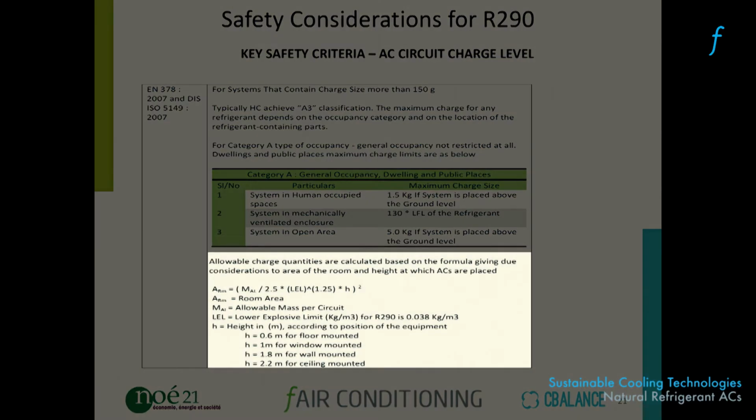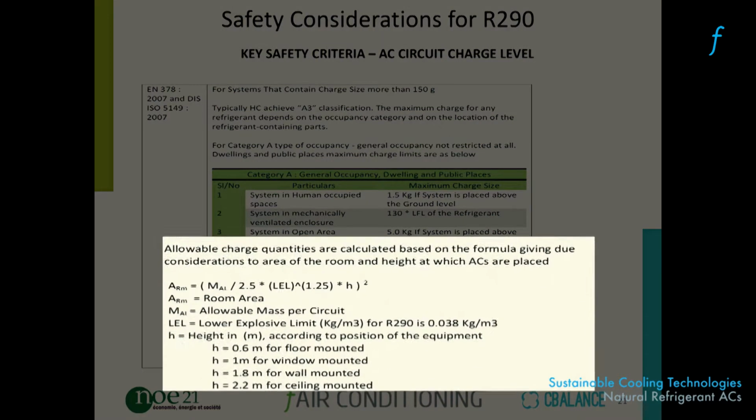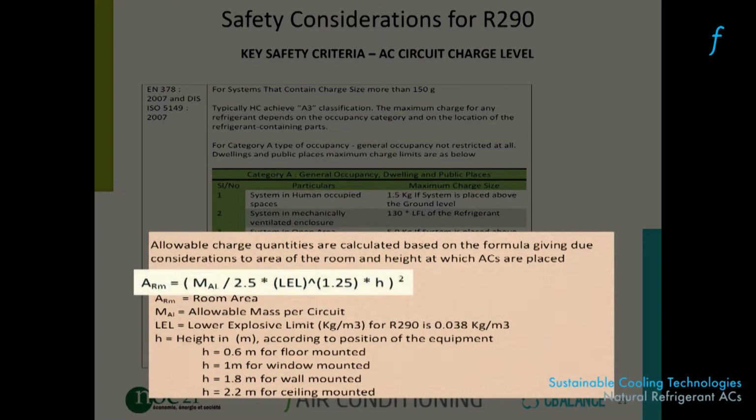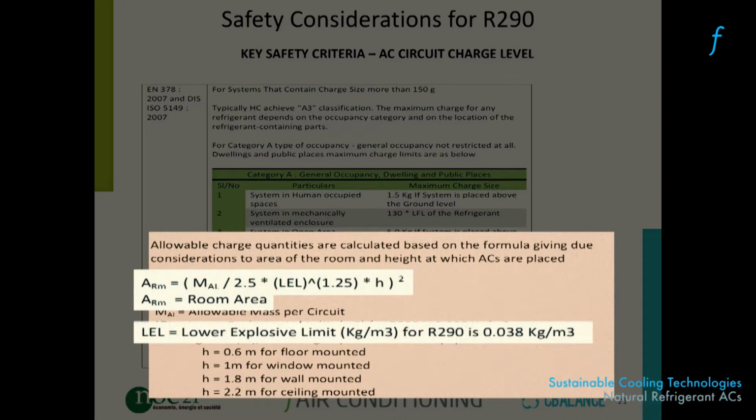This equation is used by the ISO standard and the European standards to define the maximum allowable refrigerant in an AC. As you can see here, the maximum allowable charge is a function of the room area, of the lower explosive limit, and of the room height as well. Let's take each of these parameters and understand why they are present in this equation.